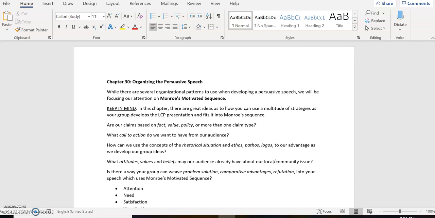How can we use the concepts of this rhetorical situation and ethos, pathos, logos to our advantage as we develop our group ideas? So this is kind of bringing together what we've been doing this semester. As you're working on this, as you're organizing your essay, think about ethos, pathos, and logos. Also think about the different argument fallacies that you found. If you find yourself making an argument fallacy, then maybe you want to avoid that because it can be not that persuasive, or you would like to argue without a fallacy.